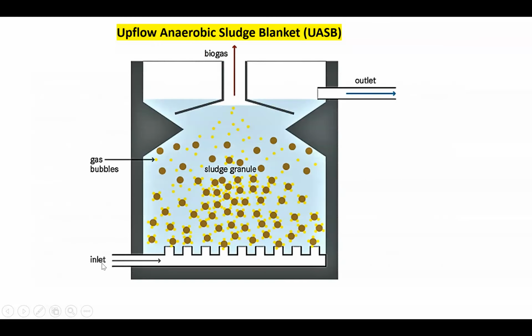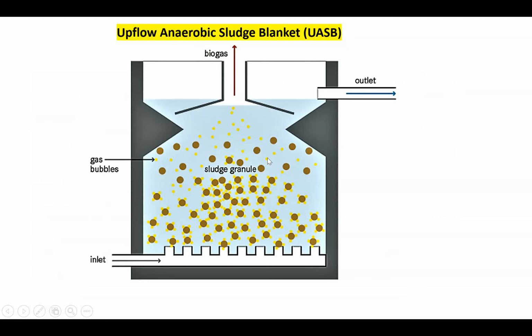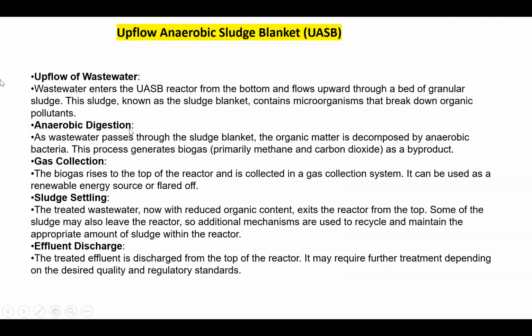So here you see wastewater enters from down here and then goes upward, and you see the sludge granules are here, and they contain microorganisms. Those are the ones which break down the organic matter in the waste. Then anaerobic digestion happens as the water passes through the sludge blanket. Organic matter is decomposed by anaerobic bacteria, and this process generates biogas. You know what biogas is, primarily methane and carbon dioxide.